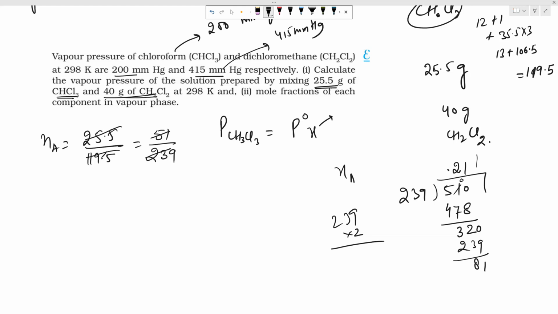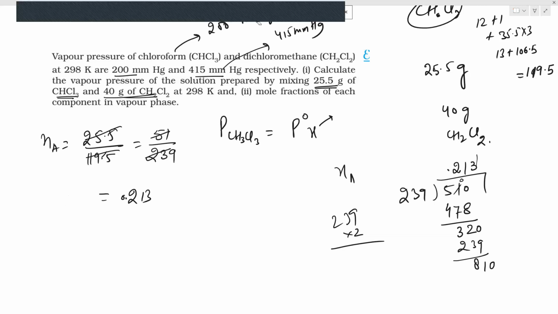Now the decimal is already present here, so you can write approximately. 2 ones are 2, 2 twos are 4, 2 threes are 6, 2 fours are 8. Approximately 4 times, or approximately 3 times. So you will get approximately the answer as 0.213. Sorry, that is the number of moles of A, not the mole fraction, the number of moles of A.